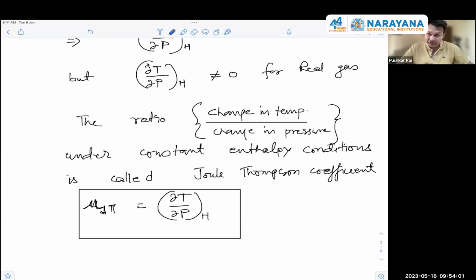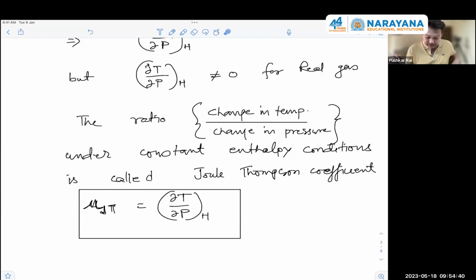This is what we call mu JT, the Joule-Thomson coefficient, which is related to the inversion temperature. Without understanding this, you cannot understand the inversion temperature. So what is this? Rate of change of temperature with pressure. If mu JT is positive, then if you decrease the pressure, temperature will decrease. But if mu JT is negative, you decrease the pressure, temperature will increase. So for a real gas, mu JT can be positive and can be negative.